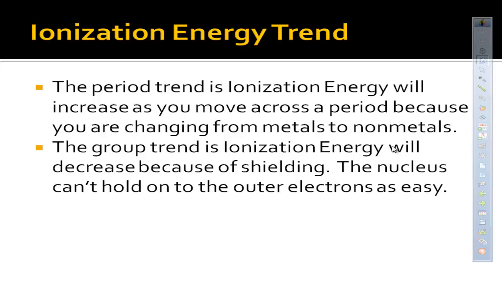The group trend in ionization energy is going to be, again, ionization energy is going to decrease as you go down a group. Again, I always keep bringing it up, this word shielding. Shielding is going to be one of those magic words that we're going to be talking about in this section. But something that's further from the nucleus can't pull on as well. And if the nucleus can't pull on it as well, it's easier to pluck that electron away from that atom. So again, as you go down a group, ionization energy is going to decrease because of shielding. That nucleus cannot hold on to those outer electrons as easy.